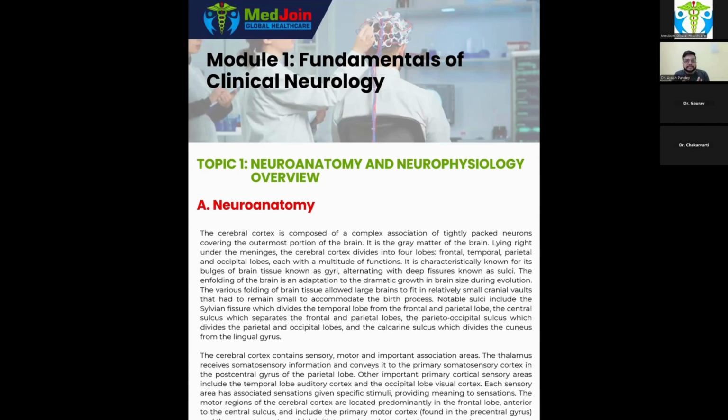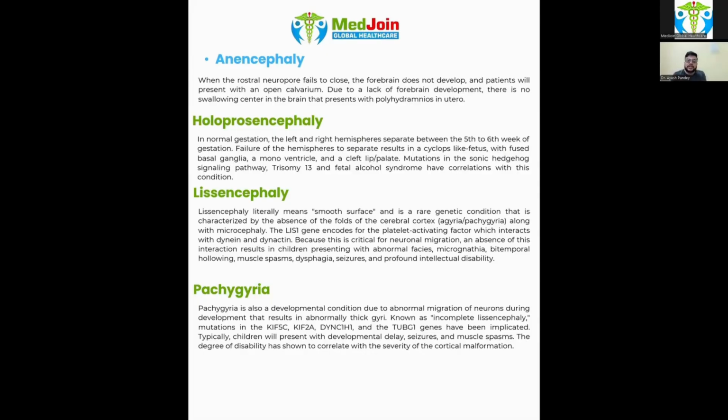So this cerebral cortex further divides into frontal, temporal, parietal, and occipital lobes. The frontal lobe comes in the front, parietal is here, temporal on the sides, and occipital on the back. Each and every lobe has specific functions. If there is a mutation in the LIS1 gene, it can lead to lissencephaly.